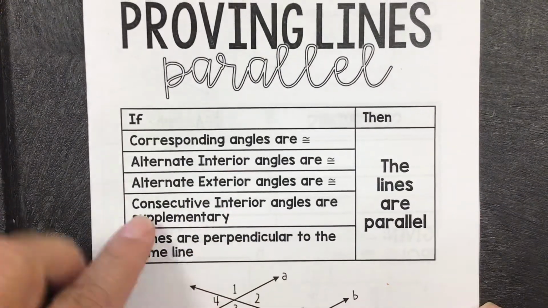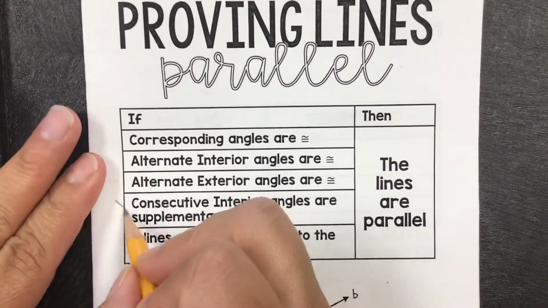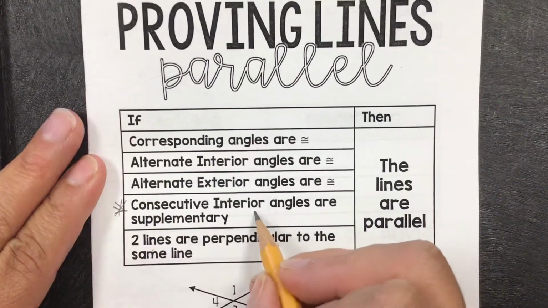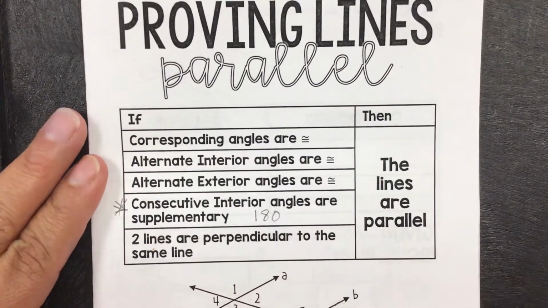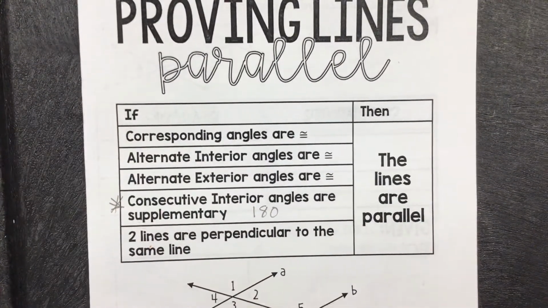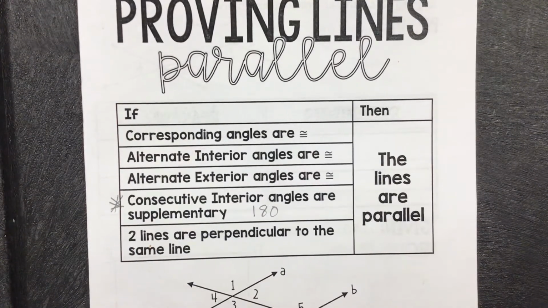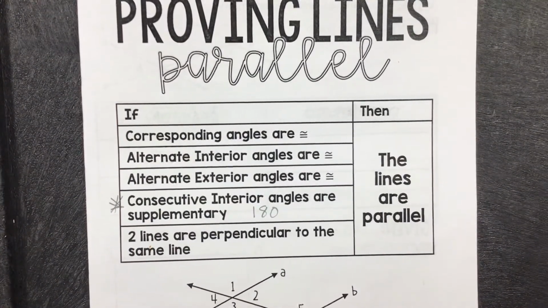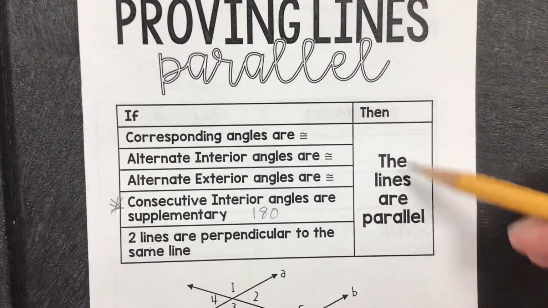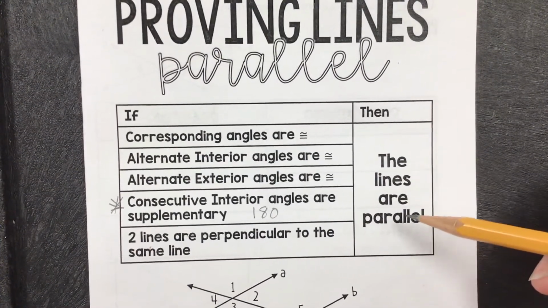Alternate exterior angles are congruent, then the lines are parallel. Consecutive interior is the only one that's special over here, and this has to equal 180, because that's what supplementary means. Once we know that they're equal to 180, then we know that the lines are also parallel.